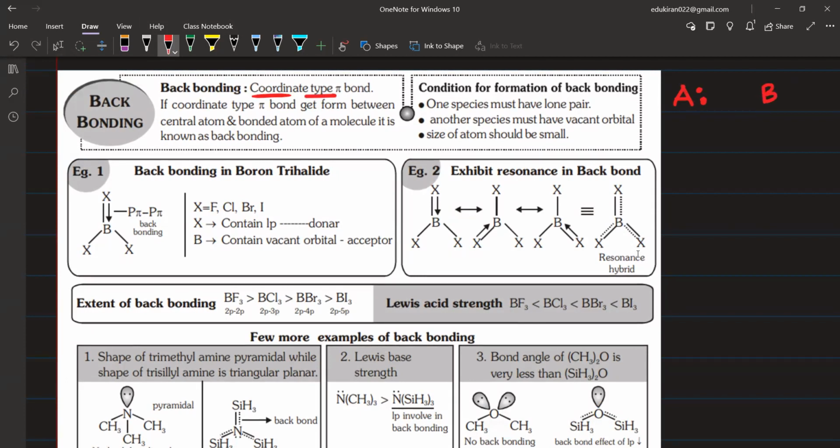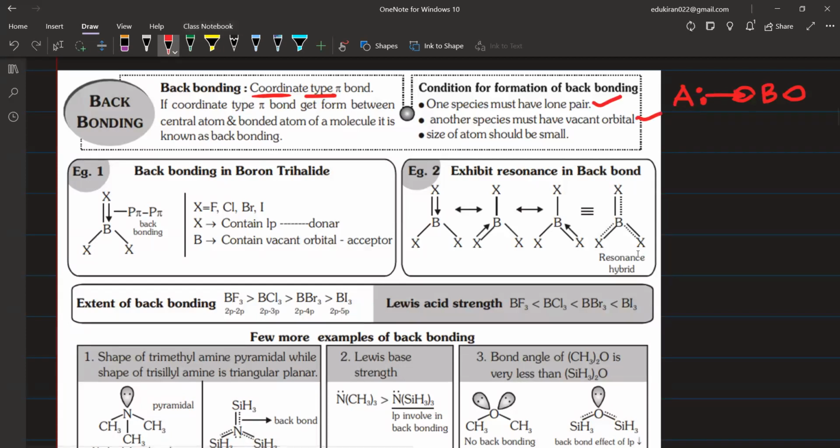There will be two atoms in a bond. One atom should contain a lone pair and the other atom should have what? A vacant orbital. It should have a vacant orbital. Then only a coordinate bond can form, and those are the conditions for the formation of back bonding also. One species must have a lone pair of electrons. Another species must have a vacant orbital. And then the size of the atom should be small. If it is large, then the coordinate bond will not be formed from back bonding.